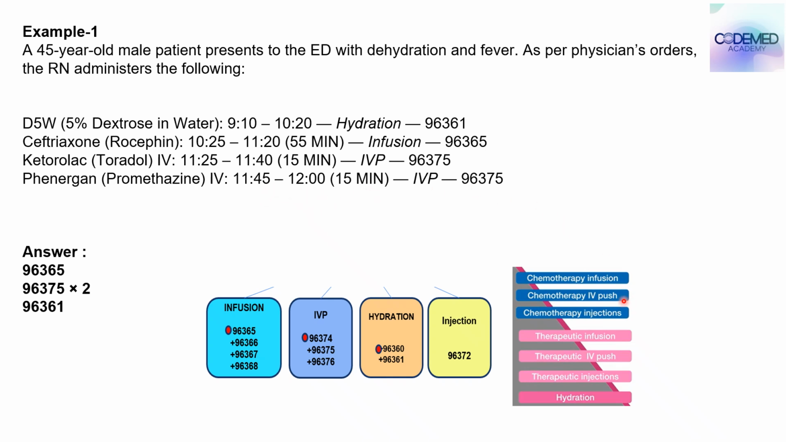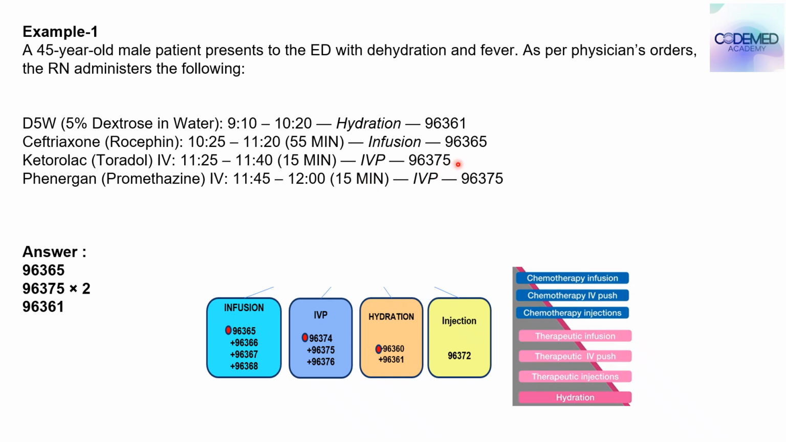Now we will have to take into consideration the hierarchy. What comes first? Therapeutic infusion. We are trying to give the therapy, so for which we are going to use the primary code. This is the primary code. Now, for the remaining IV pushes, which come second in the hierarchy, we are going to use the add-on code, because one primary and then the remaining add-on if it is the same site. So we are going to use the add-on code for the first IV push.